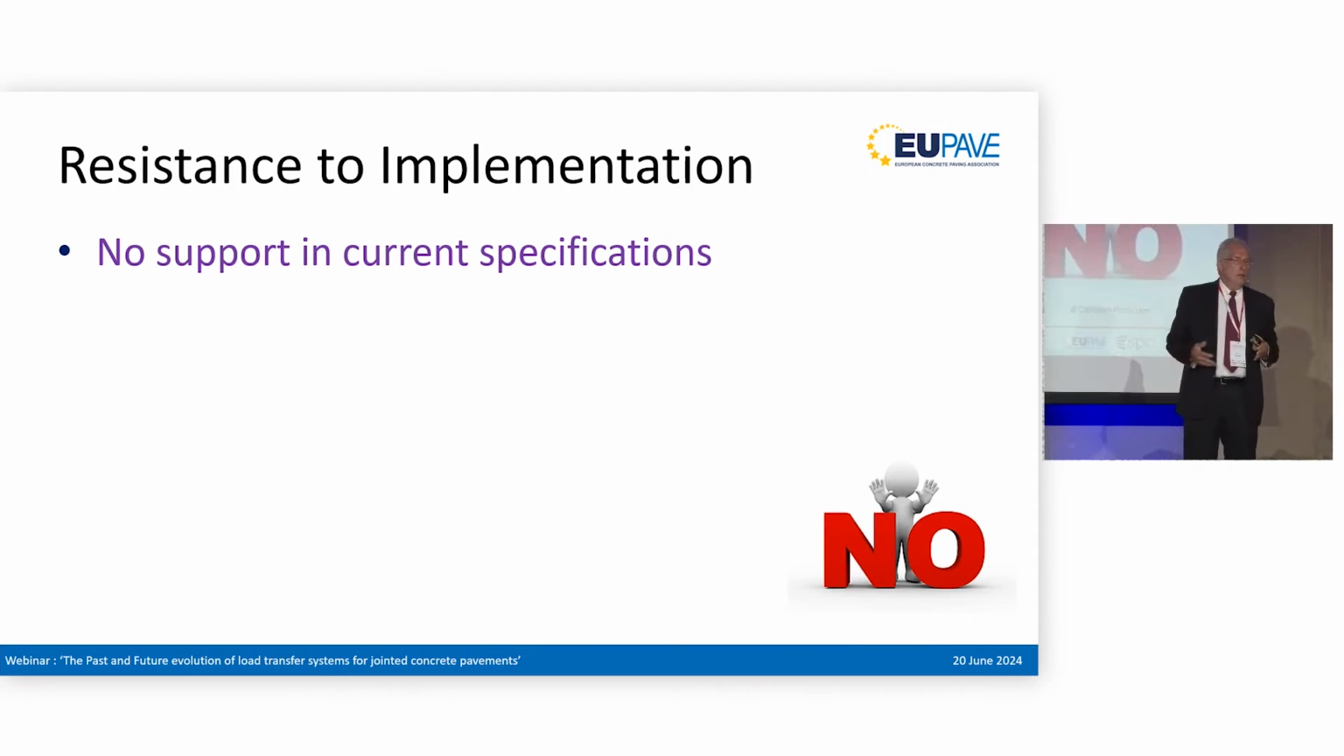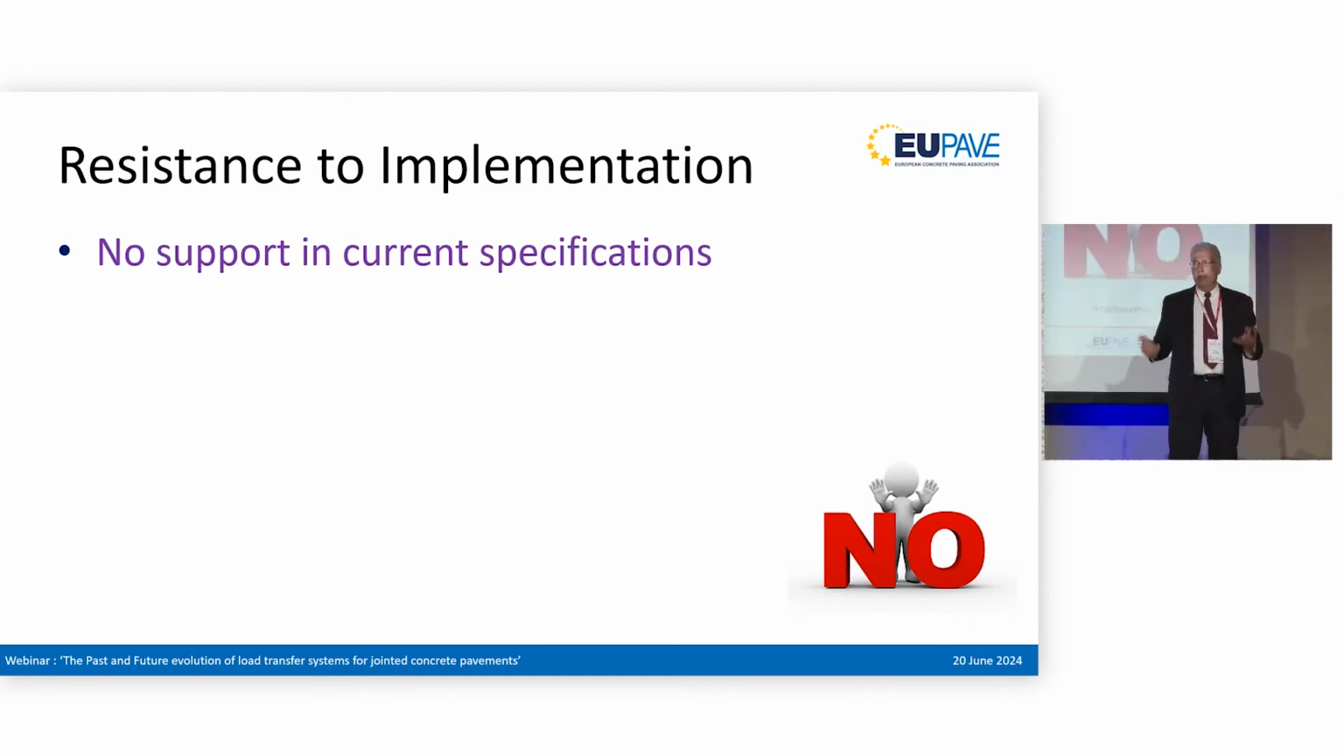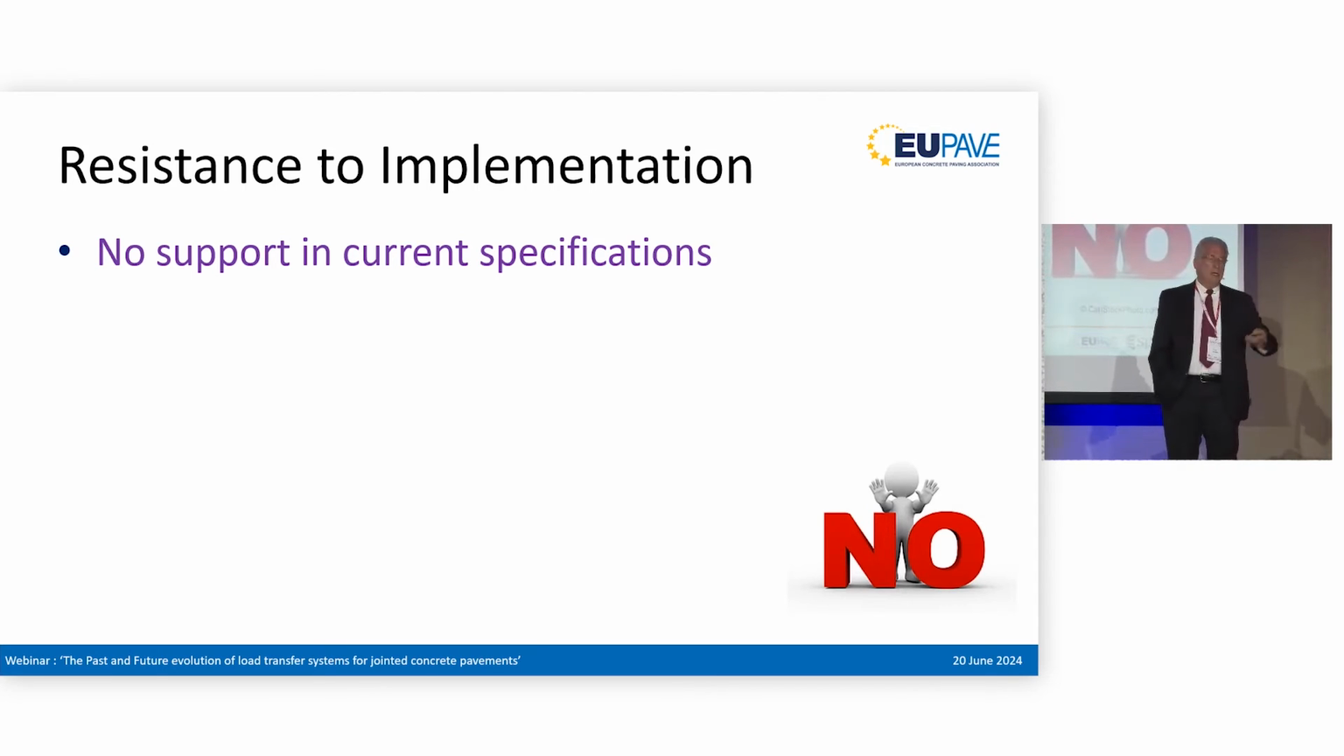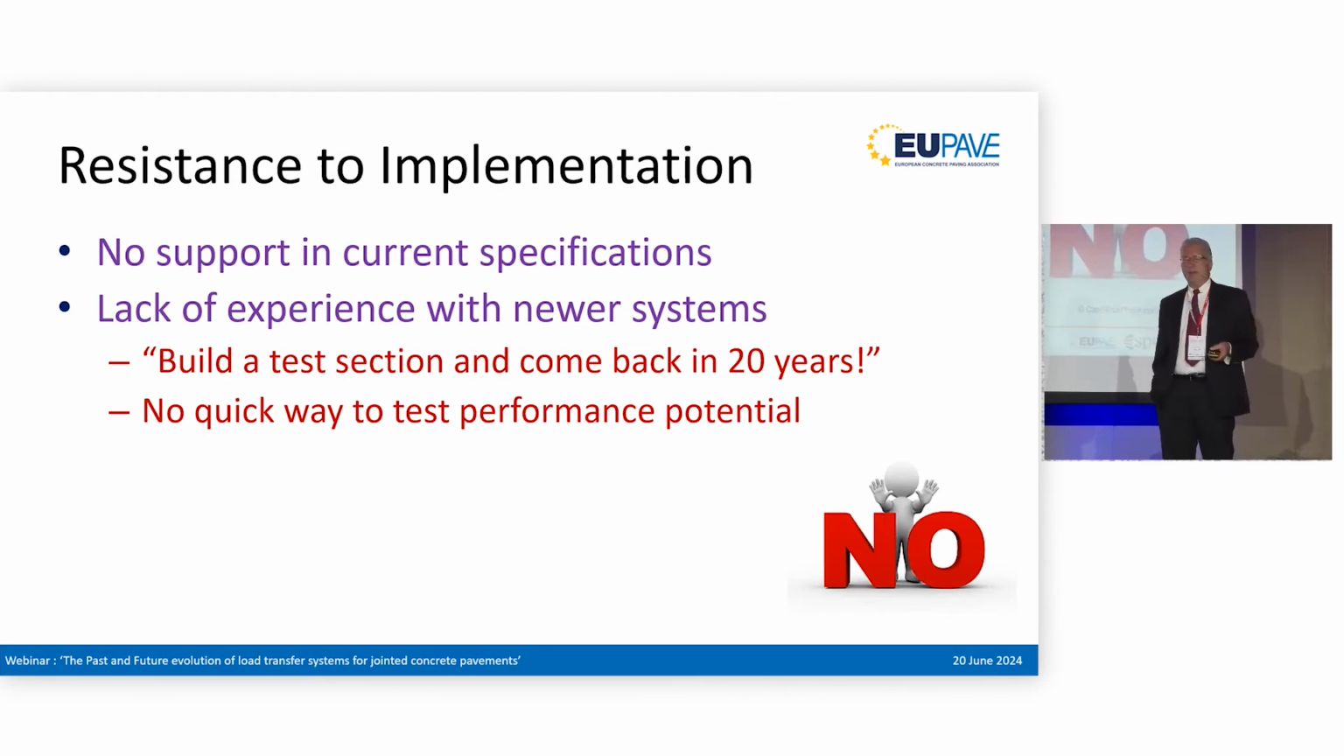So there are many things that we can do to optimize and improve our dowel system design. The dowels are only one component of the concrete pavement, and we are concerned with trying to be green in all things. But there certainly has been historically a lot of resistance in the past to using these newer systems. The excuses that are given are that it's not in the current specifications, so we can't use that. The other excuse is, well, we haven't had any experience with this, so build us a test section and come back in 20 years and then we'll consider doing it then. Or we don't have a good, quick way to evaluate the potential performance of these. It's not fast enough.